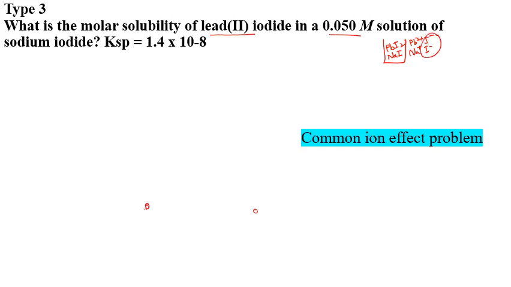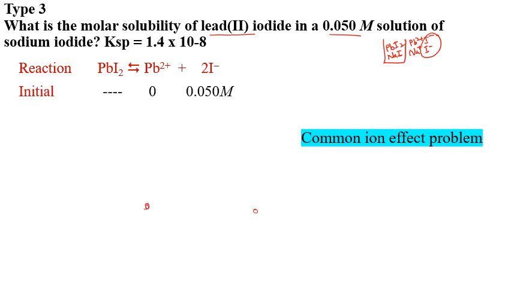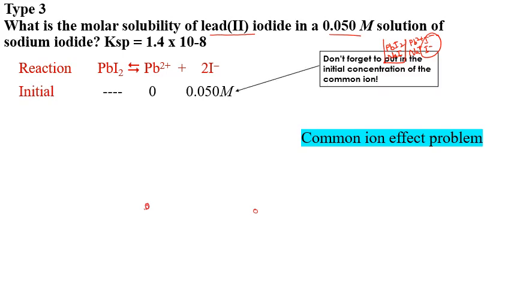So how is that going to affect our Ksp, or the solubility? Let us see. First we will write the equation. That is PbI2 gives Pb2+ and 2I-, and then we will put in our initial concentration. That is the point you have to memorize in the common ion effect: don't forget to put in the initial concentration of the common ion. So we have 0.05 initially from NaI, and then as usual change, and then equilibrium.